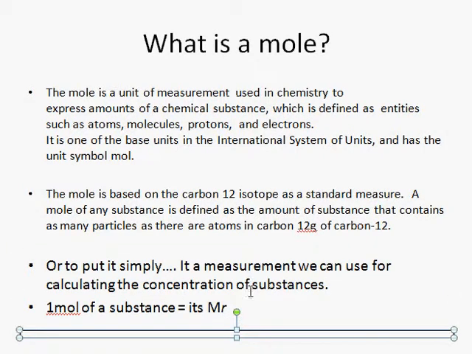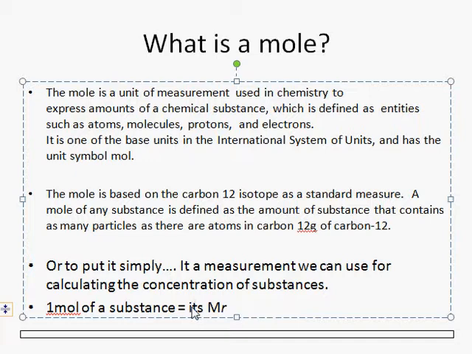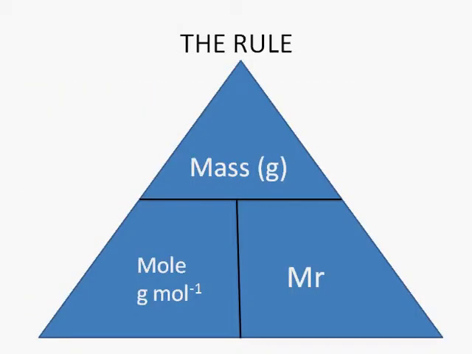Or put simply, it's a measurement we can use for calculating the concentration of substances, and if we have 1 mole of a substance, it equals its Mr. The rule for this pyramid will allow us to, if we have 2 of 3 things in this pyramid, find out the mole by dividing the mass by Mr, or find out the Mr by dividing the mass by the mole, or simply multiply the Mr by the mole to find out the mass.